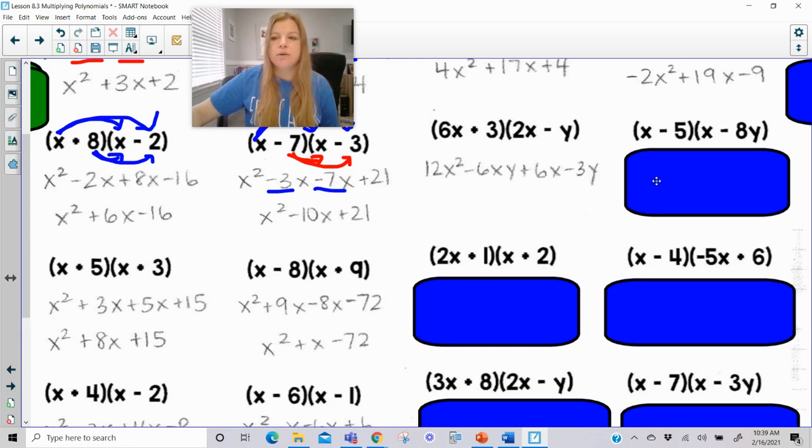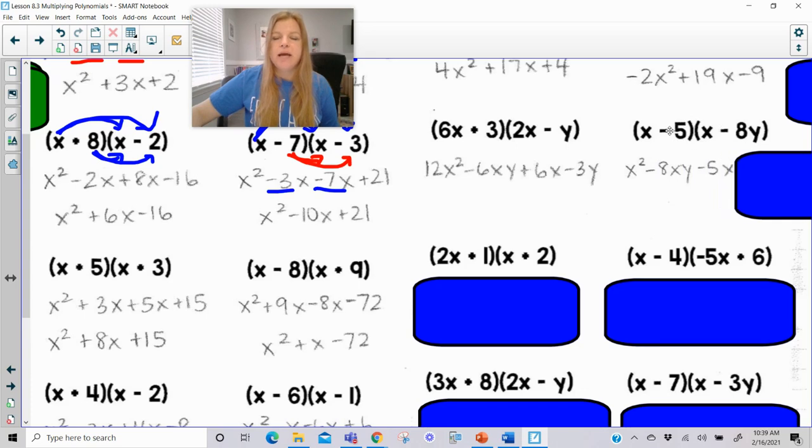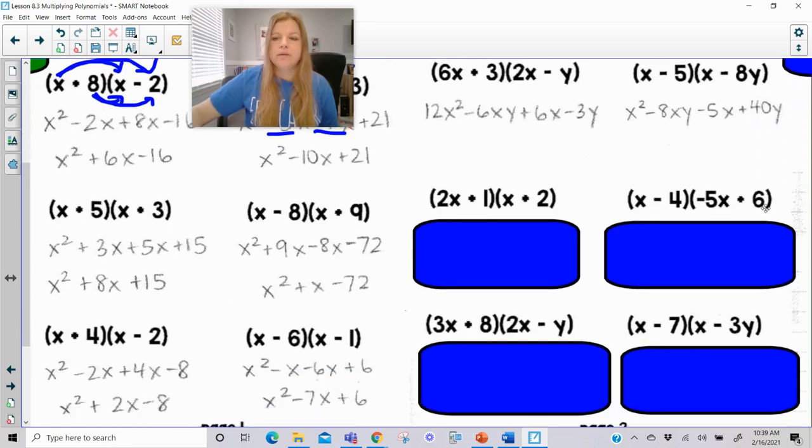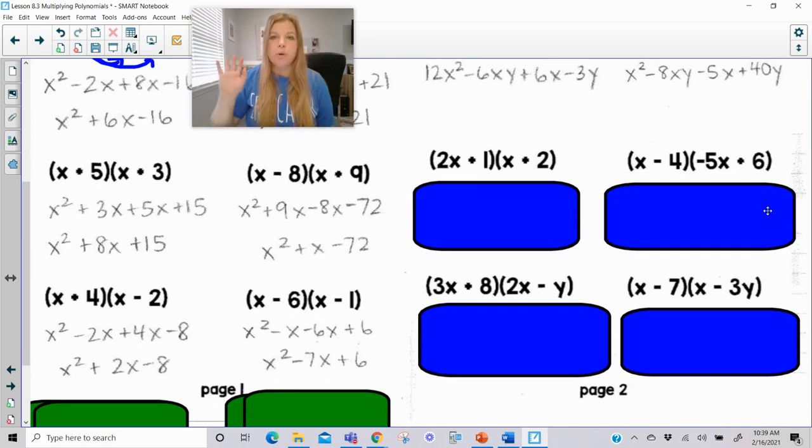So let's take a look at another one like that. x times x would give us x squared. x times -8y would be -8xy. -5 times x is -5x. And -5 times -8y would give us positive 40y. So now I'm going to ask you to pause right now so you can try out these 4 problems and press play when you're ready.